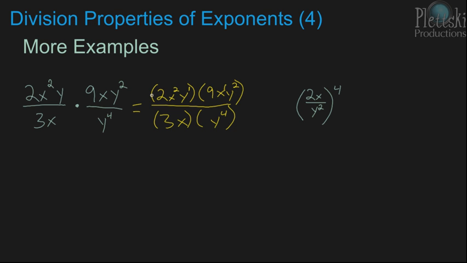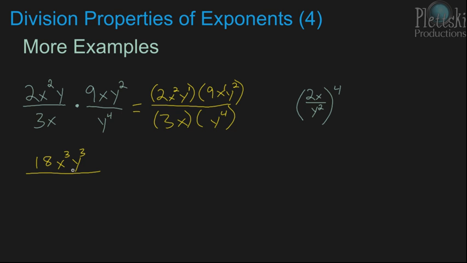Okay, so we can multiply the numbers. So 2 times 9 is 18. And then add the exponents of the x terms. So we have a 2 and a 1, so it's going to be x to the third, right? Because 2 plus 1 is 3. And then add the exponents of the y terms. So 1 plus 2 is also going to be 3. So the numerator becomes 18x cubed y cubed.